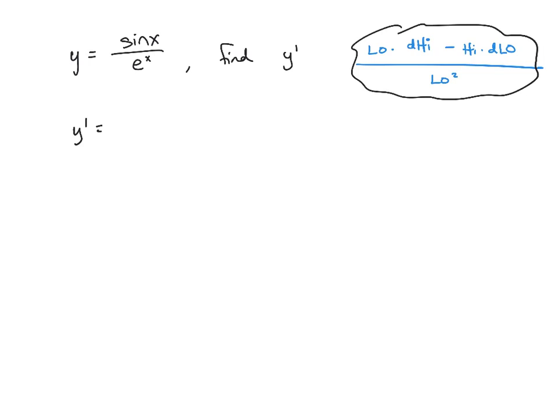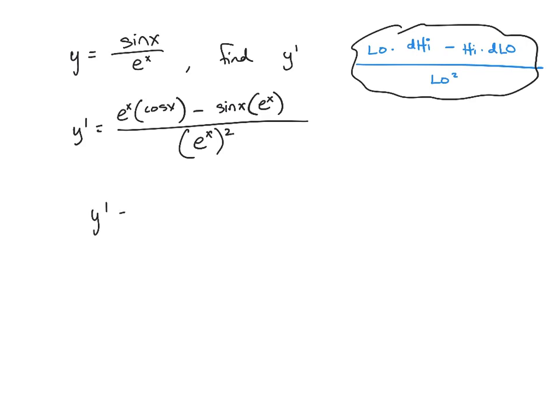So I will start with low times the derivative of the high. So low times the derivative of the high. So the derivative of sine would be cosine x minus high, so sine x, times the derivative of the low. And the derivative of e to the x is e to the x, all over low low. So that's e to the x squared. So I'm going to simplify this a little bit.